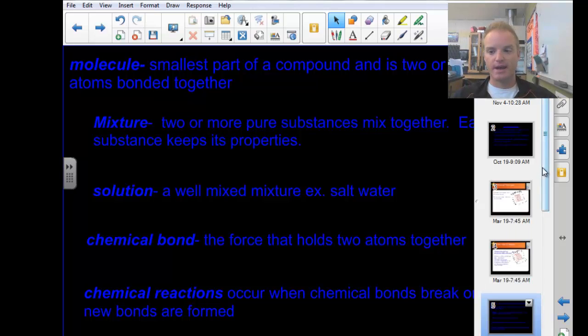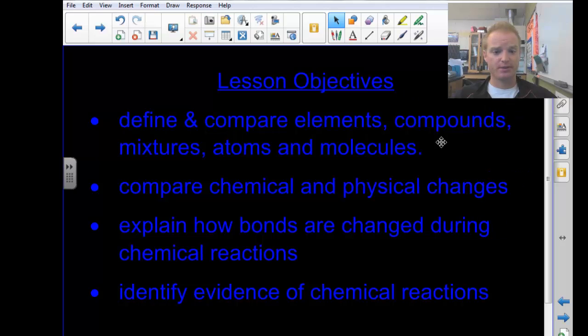And again, to recap, we'll jump back up here to our lesson objectives. So we defined and compared elements, compounds, mixtures, atoms, and molecules, what they mean separately. We compared chemical and physical changes. We explained how bonds are changed during the reaction. And we identified evidence of chemical reactions. Again, the color change, odor, those types of things are what we're looking for.